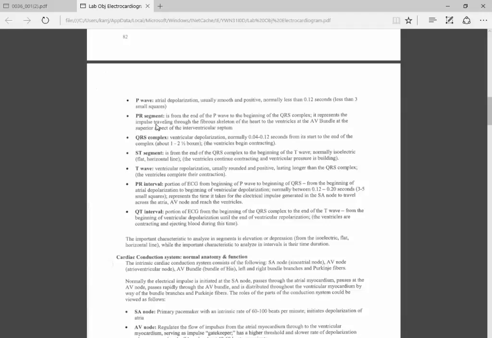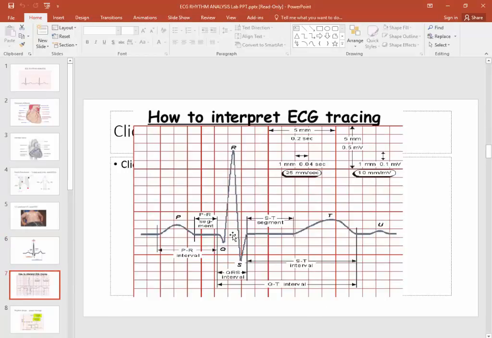It is from the beginning of the atria exciting to the beginning of the ventricles exciting, but the PR segment is what is in your lab packet, so you don't have to worry about the PQ interval. Your textbook talks about it, but we're going to refer to it as the PR segment. Looking at the distance, it should be about 1 to 2.5 boxes if it's a normal ventricular contraction and depolarization. If I go from Q to S, it's about 1.5 boxes, so that looks good.